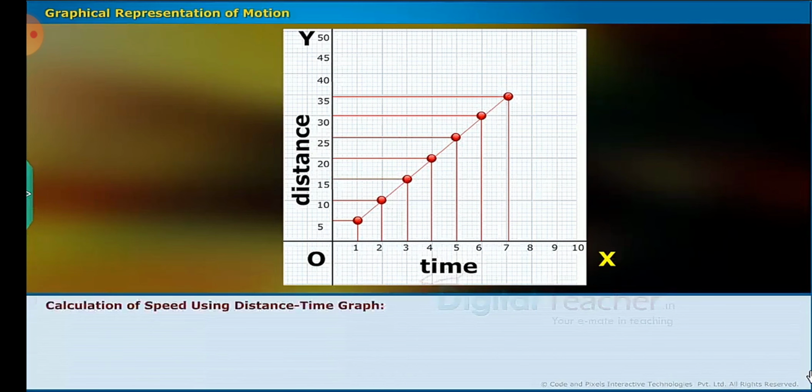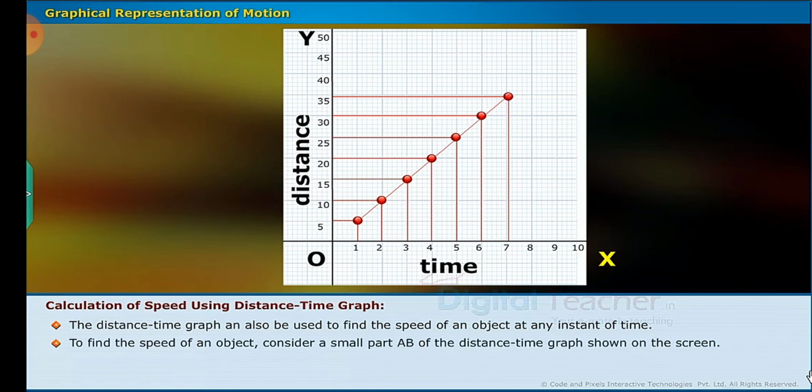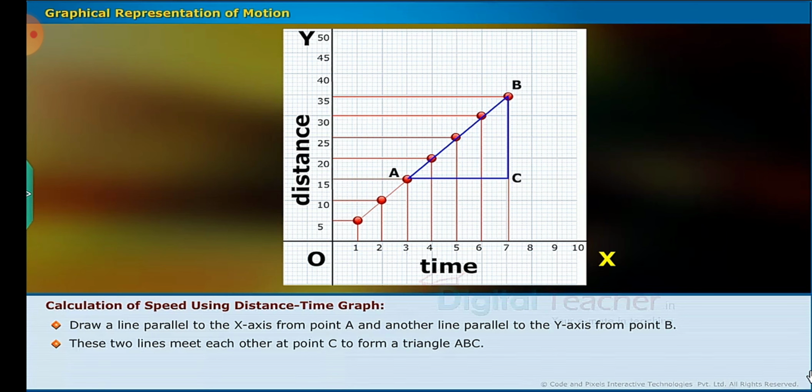Now let us know the procedure to calculate the speed using distance-time graph. The distance-time graph can also be used to find the speed of an object at any instant of time. To find the speed of an object, consider a small part AB of the distance-time graph shown on the screen. Draw a line parallel to the x-axis from point A and another line parallel to the y-axis from point B. These two lines meet each other at point C to form a triangle ABC.